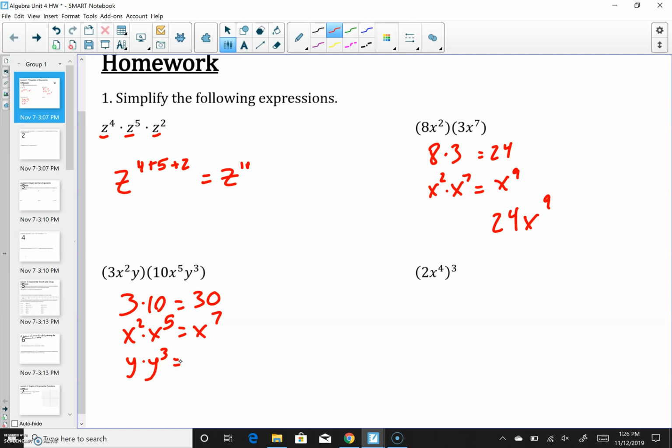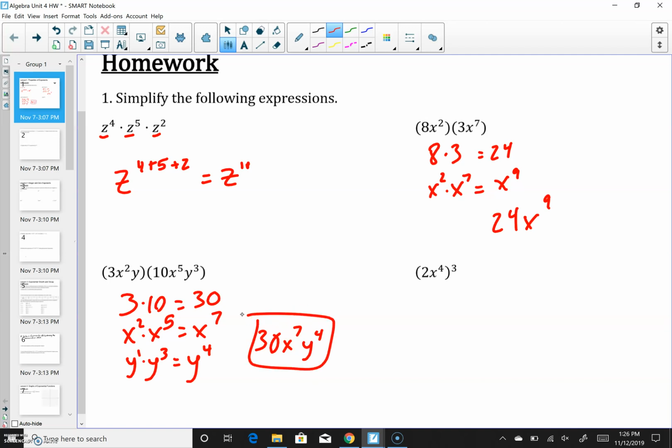And we have to be careful, y times y to the 3rd. If there is no exponent, that really means there's a 1. So y to the 1st times y to the 3rd gives us y to the 4th. That gives us 30x to the 7th y to the 4th.